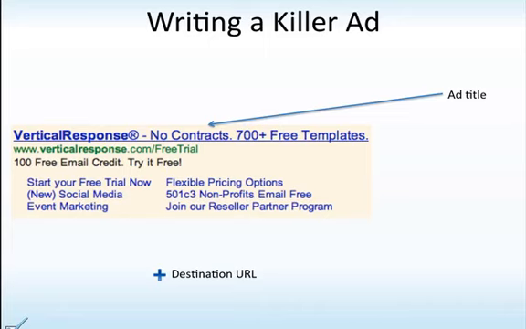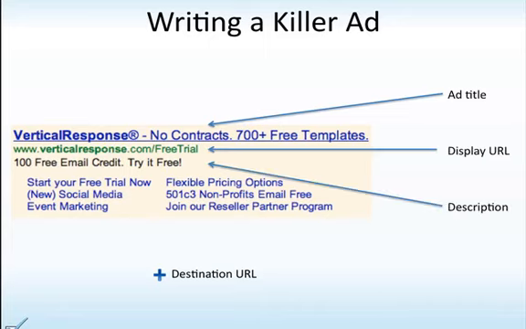Next, you have the description. Here you only have one line, but you get to actually use 2 lines when you write an ad description. And each line can be 35 characters maximum. So what you want to do is relate what you say in this paragraph to whatever the landing page that you'll be directing people to in order to stay consistent.